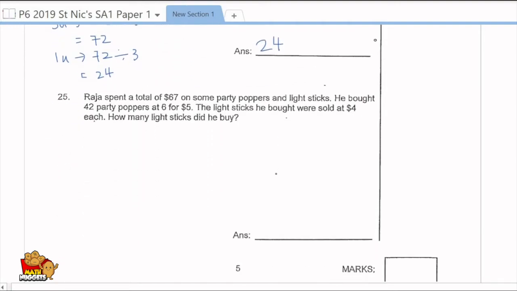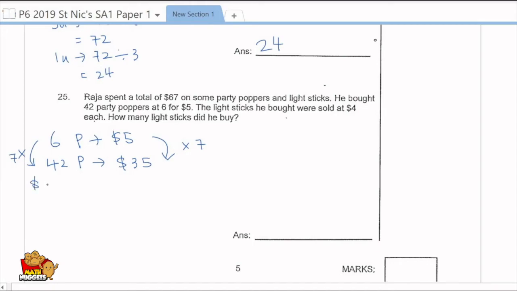Question 25. So he bought 42 party poppers at 6 for $5. So if the 6 party poppers cost $5, so 42 party poppers would be, from 6, how do we get 42? We times 7. So what we do to the left, we do to the right as well. So his 42 party poppers cost $35.